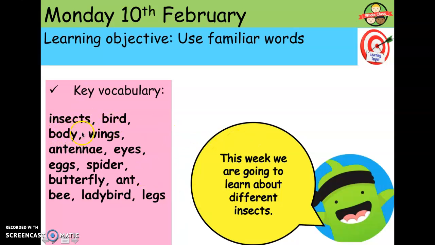Insect, bird, body, wings, antennae, eyes, eggs, spider, butterfly, ant, bee, ladybird, legs. Now, should we look at them one by one? Okay.